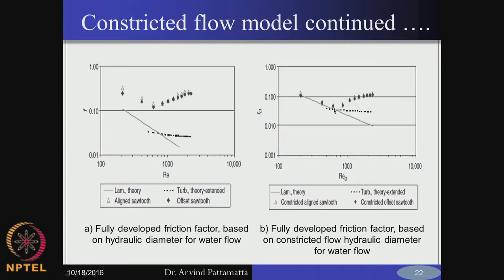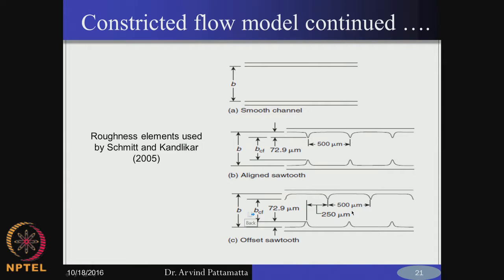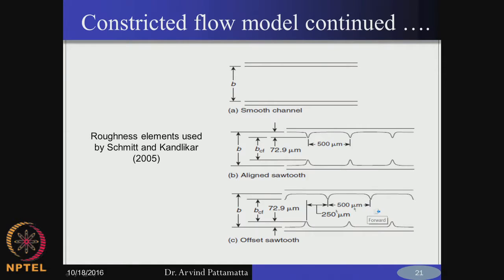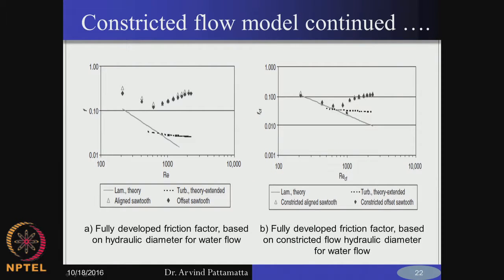Once you go to turbulent flow, your friction factor increases. Okay. So, then you have to use the turbulent correlations appropriately. So, maybe you can use a correlation like this, and if you plot it, it should kind of come like these dotted lines here. So, this is the turbulent theory extended. Okay. So, therefore, the constricted flow model has been fairly accurate.